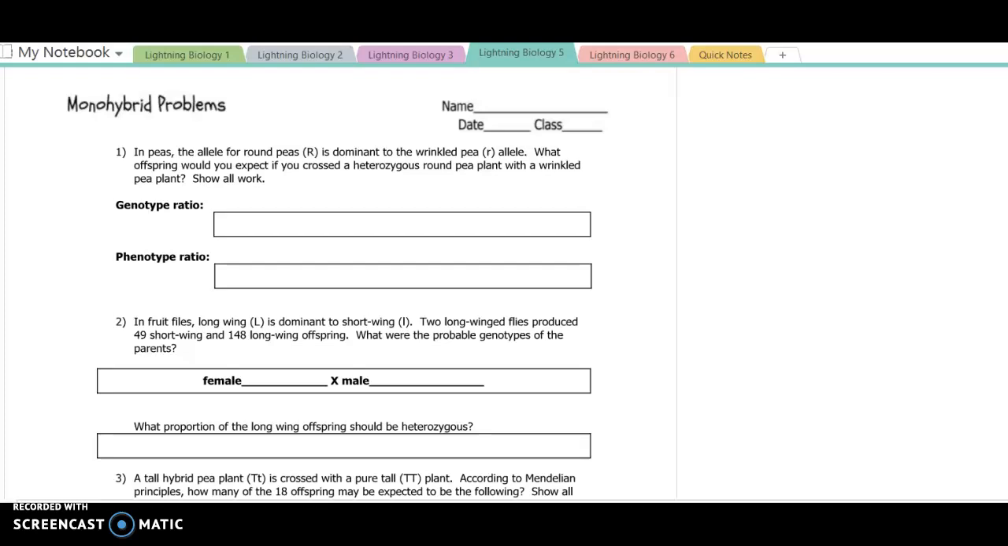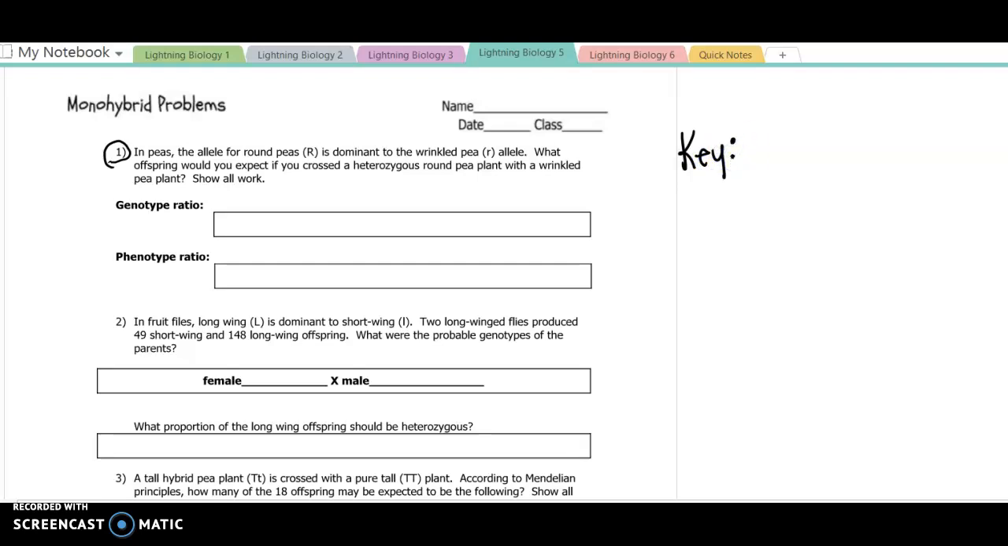Question number 1 says that in peas, so what Mendel was using, the allele for round peas, we use the capital R because it is dominant, to the wrinkled pea, which would be the recessive allele. And so I like to stop right there and make myself a key.